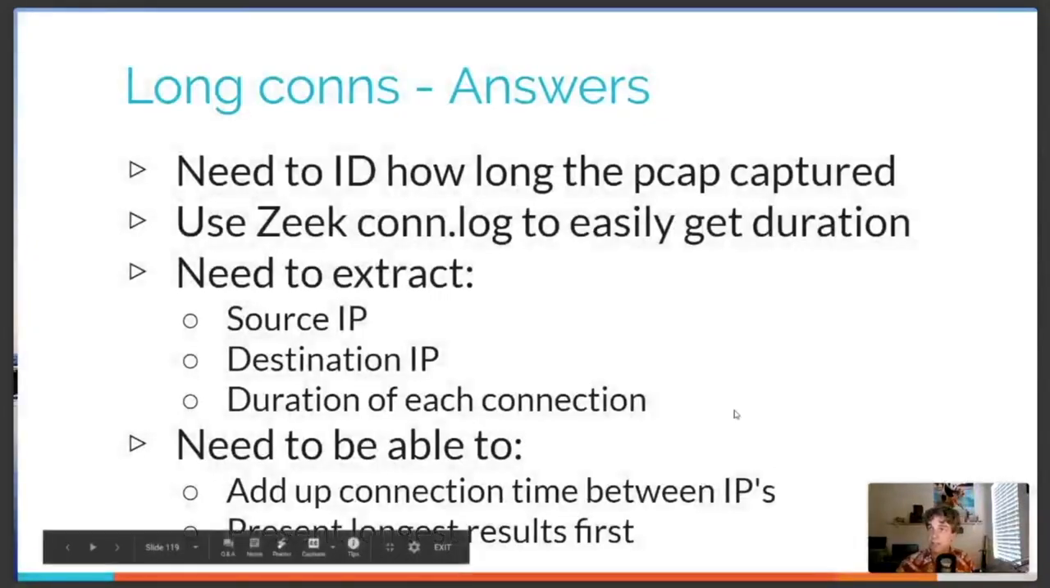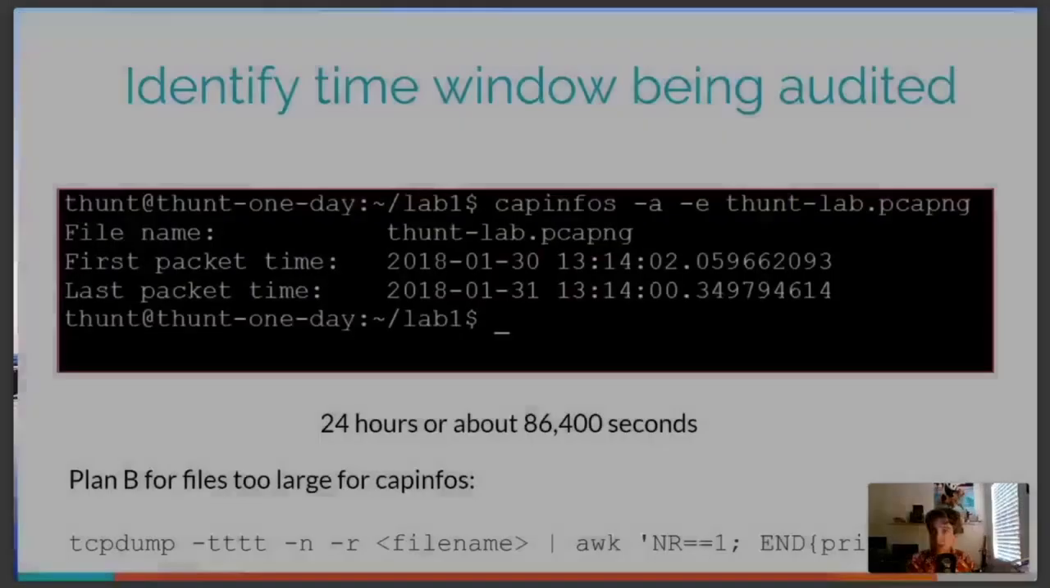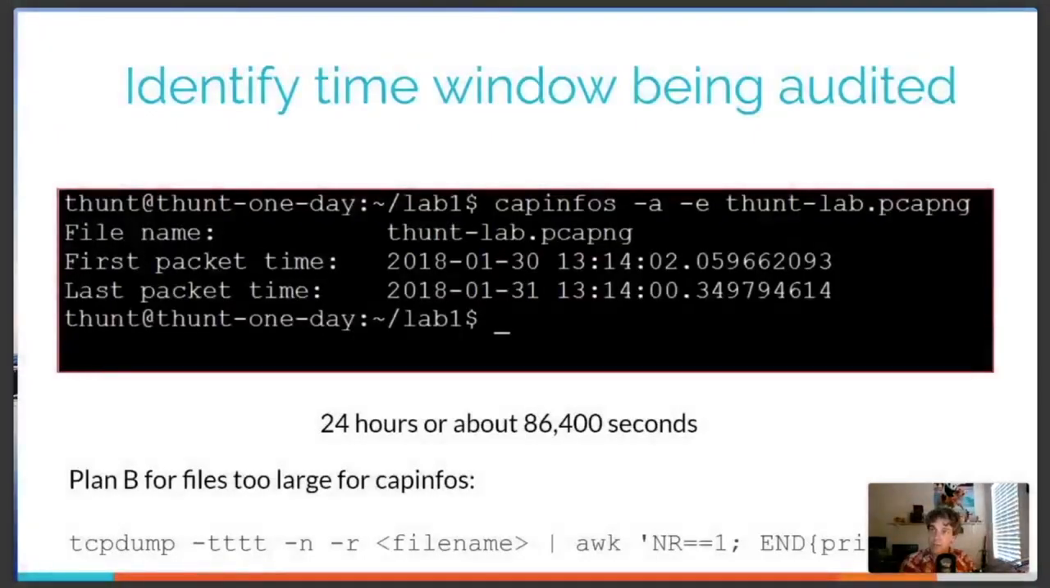So let's talk about the answers. Like I said, with the PCAP file, it'd be a pain to do it there. It's a whole lot easier with Zeek, so let's just do this in Zeek. I need to extract out source, destination, IP address, and how long the communication took place. I also need to be able to add that stuff up. So Capinfos is a great tool for identifying how long the capture was done for.